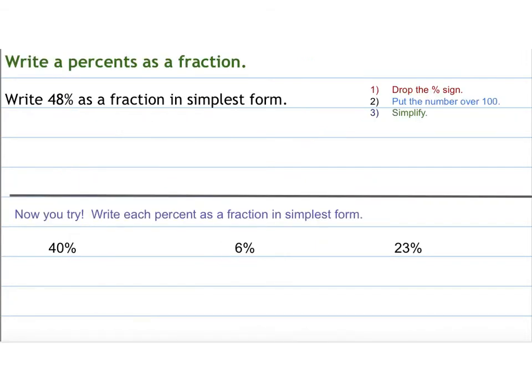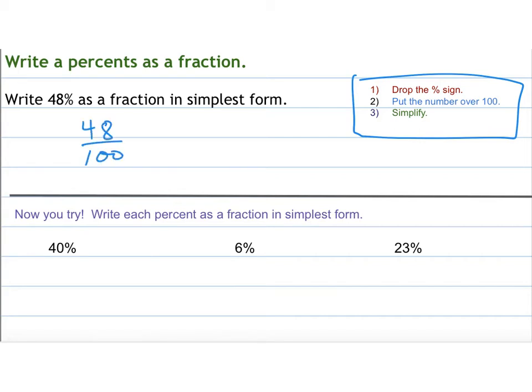Okay, so now going the other way, writing percents as a fraction, write down these steps. Drop the percent sign, put the number over 100, simplify. So write 48% as a fraction. Percents are always out of 100, so we just write it as 48 out of 100.